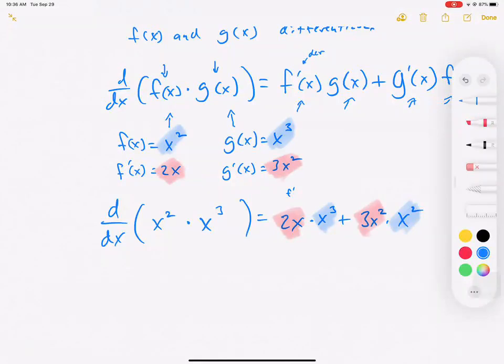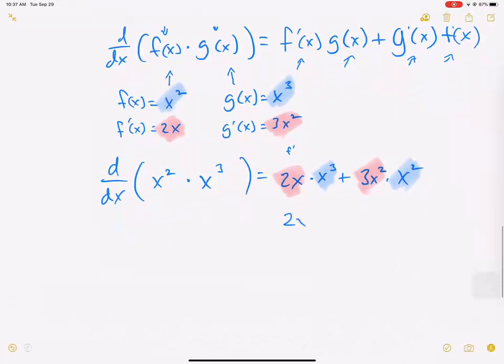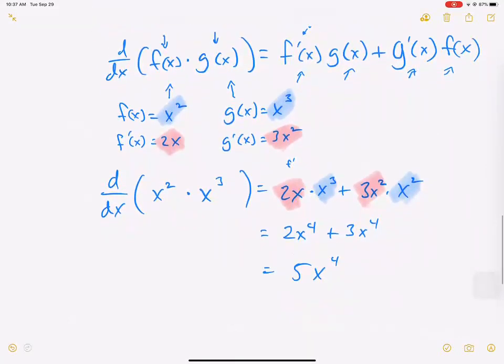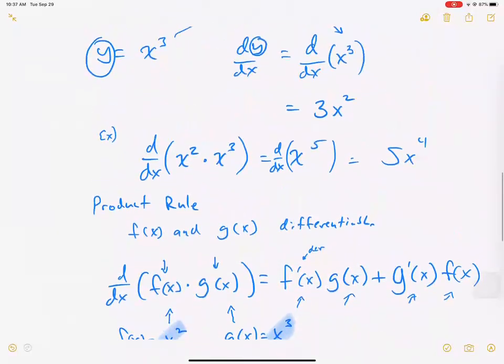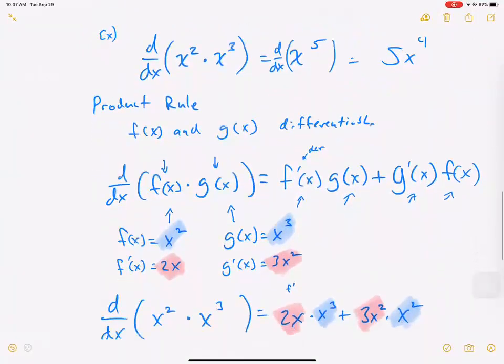Okay, let's go ahead and simplify. This is going to be 2x to the fourth plus 3x to the fourth. Oh my gosh, that's 5x to the fourth. So, which one was easier? The top one. Yeah, if you could simplify the problem, do it. Great.